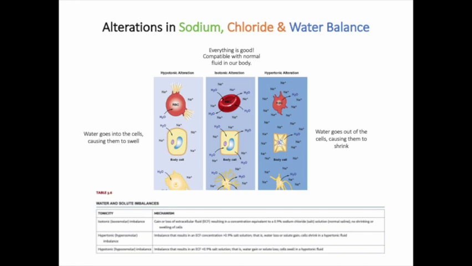Isotonic alterations, everything is good. It's compatible with our normal fluid in our body, because that's something to remember. These are the most common, and they occur when there are changes in total body water that are accompanied by proportional changes in the electrolyte concentrations. Isotonic fluid loss causes dehydration and hypovolemia. Let me give you an example. If you lose pure plasma or extracellular fluid, your overall fluid volume is going to be depleted. Therefore, your electrolytes will also be depleted, and your osmolality, though, is going to remain normal.